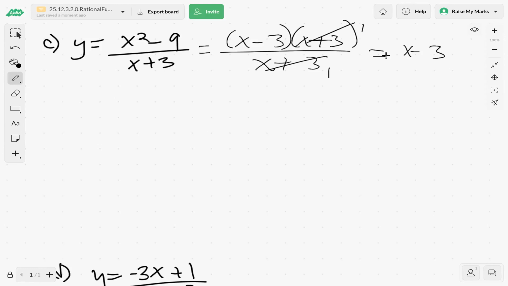Well, originally we had an x plus 3 in the denominator, so that means we can't divide by 0, which means x plus 3 cannot equal 0, or our bad point is when x equals -3, but we're able to cancel out that factor, so therefore we'll put it here, therefore x equaling -3 is a hole.